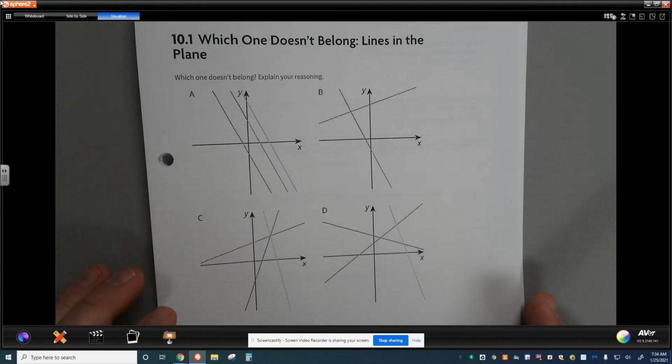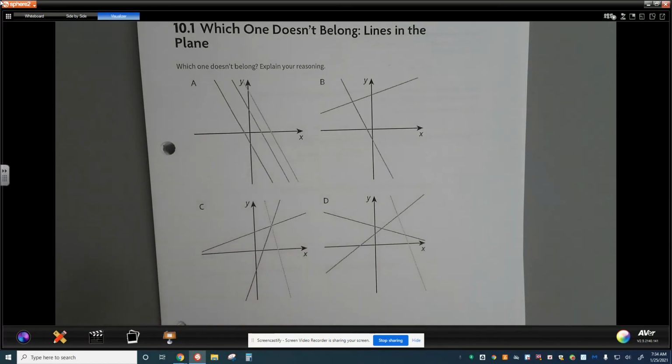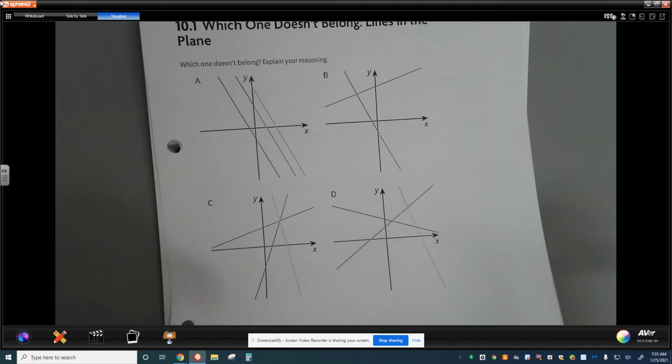And then perhaps I chose C. I said, well, C is the only one that has lines that intersect all in the same spot. They all have just one common point. Whereas D has three lines that are just kind of random all over the place and not intersecting in really any common places. Maybe they intersect and make a triangle. There's several ways for us to interpret these lines. How did you interpret them?